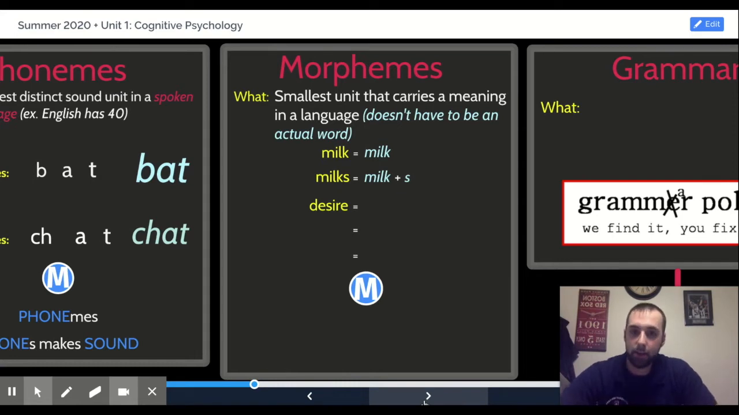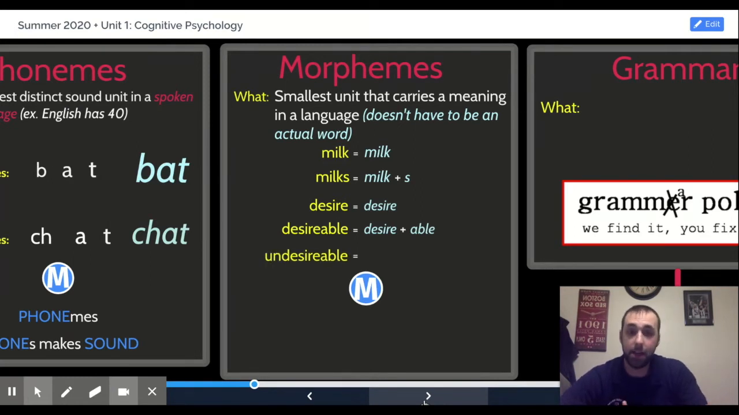The word desire is an interesting one. In some cases, the DE at the beginning of a word can convey meaning, but SIRE doesn't. So desire itself is singularly one given morpheme. However, if you were to add able at the end of it, all of a sudden that changes the meaning. Desirable is different than desire. Therefore, when you look at the word desirable, you break down desire and able into two morphemes.